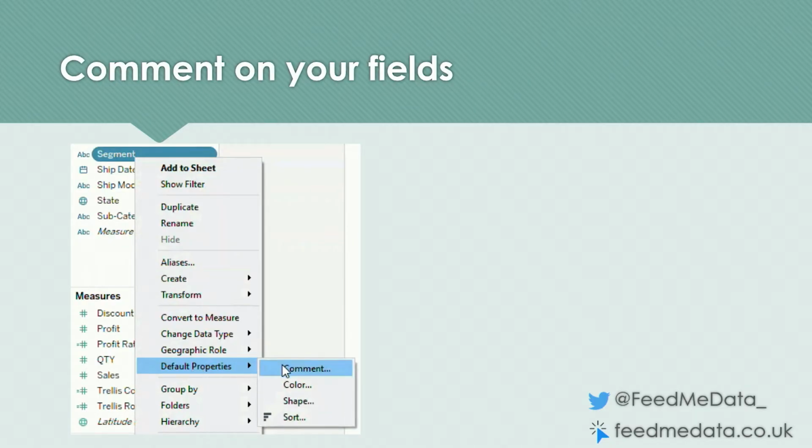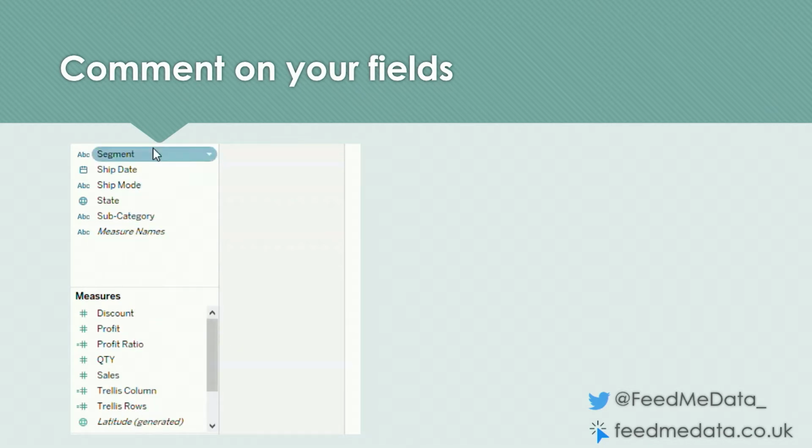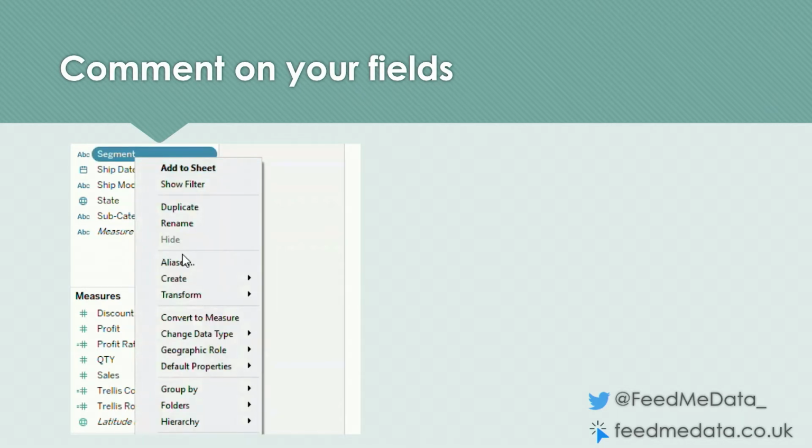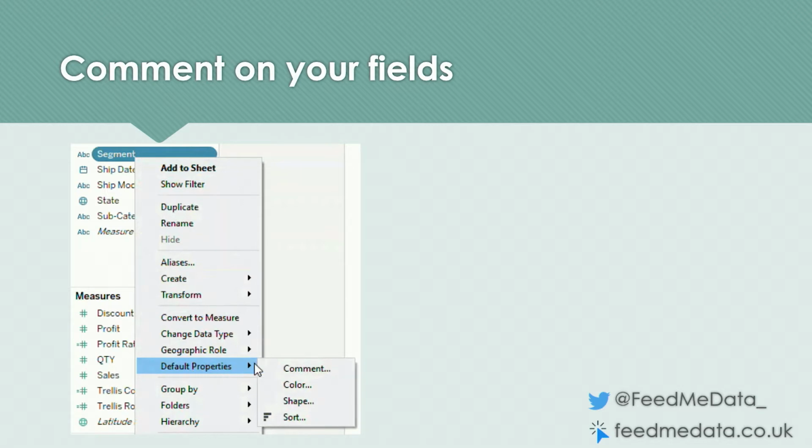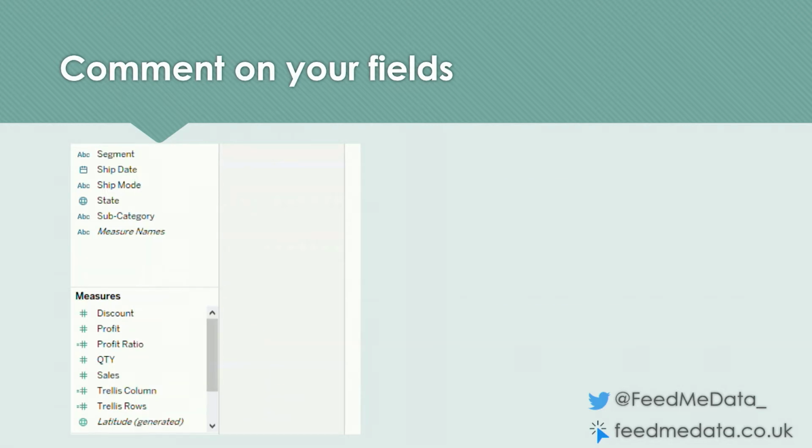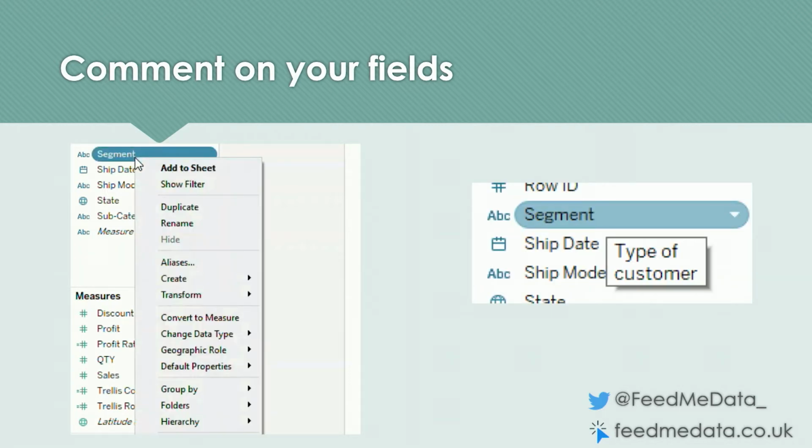Comment on your fields. This isn't one that's done very often, and you don't need to do it for every field, but it can be useful for ones like segment in Superstore, where it's not obvious what segment means, but segment might be a term that's used in industry a lot. So you don't want to change the actual field name. Write a comment so that maybe a newbie who's never used it before can hover and see that segment means a type of customer.